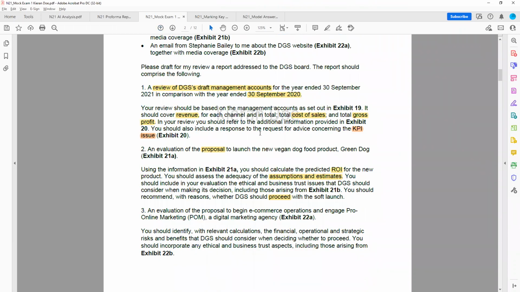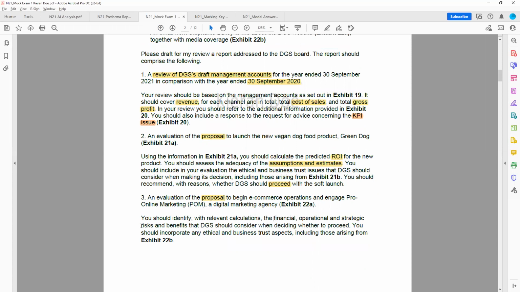So that's requirement 2. Requirement 3 quite often is also a proposal. So again, the business is considering undertaking certain activity, launching a new product, introducing a new policy, whatever it may be. It will vary between case studies. But again, looking at a proposal, and in this one, you're asked to look at risks and benefits, which is quite common. Sometimes it asks for financial, strategic, and operational issues. And then again, we've got ethics in here as well.